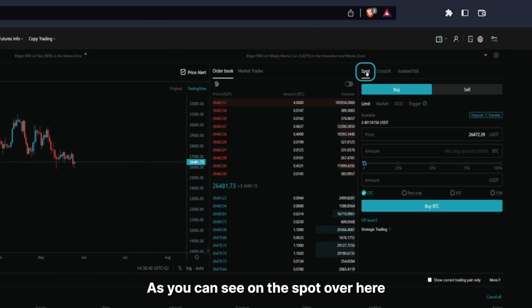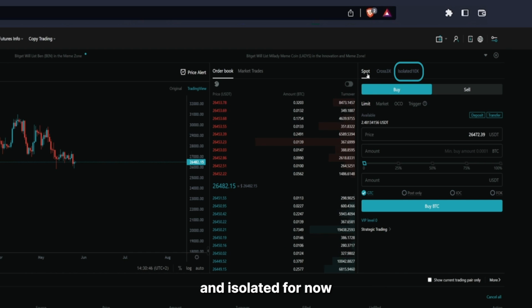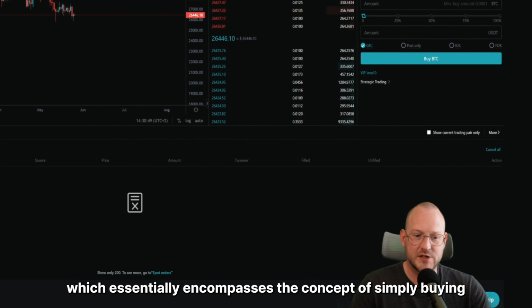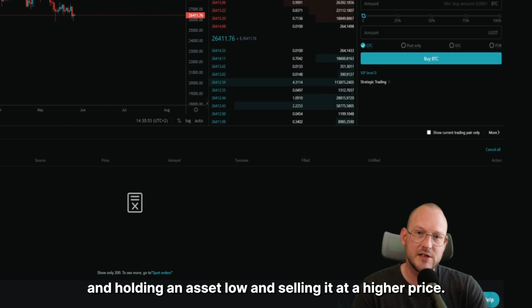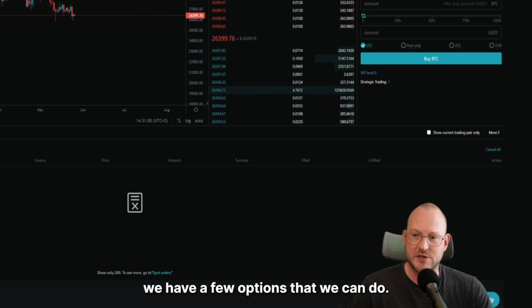As you can see on the spot over here, I'm not going to cover the cross and isolated for now, because we are trading spot, which essentially encompasses the concept of simply buying and holding an asset low and selling it at a higher price. So as you can see in this trading portal, we have a few options that we can do.